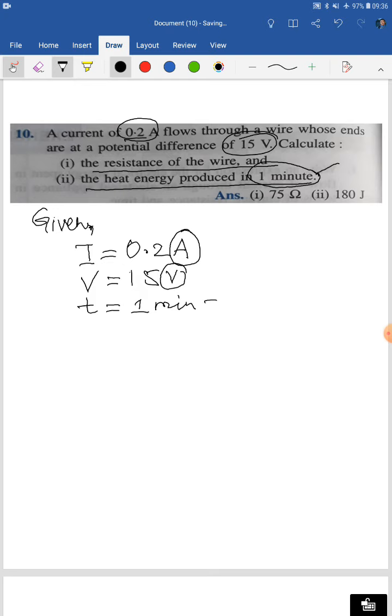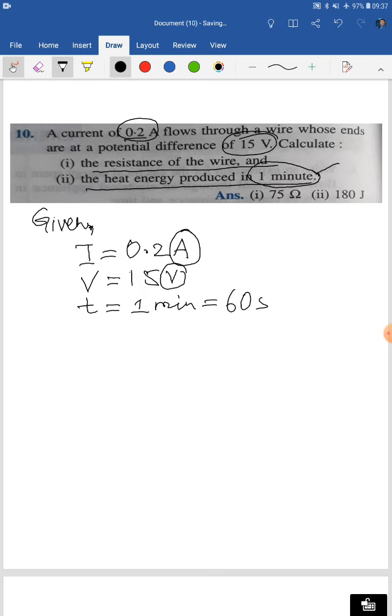So 1 minute means 3600 second, right? Am I correct? No, I'm not correct here. 1 hour is 3600 second, but here you have 1 minute. So 1 minute means 60 second. All right, so now what are we supposed to do?